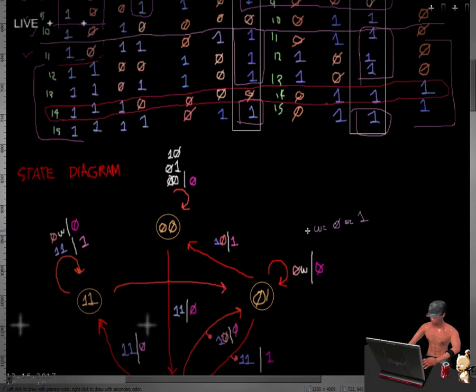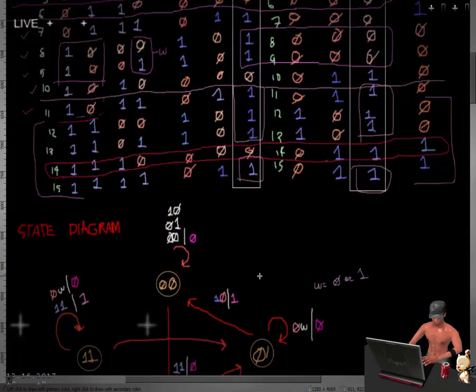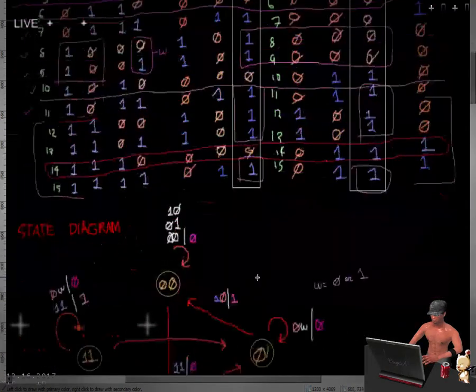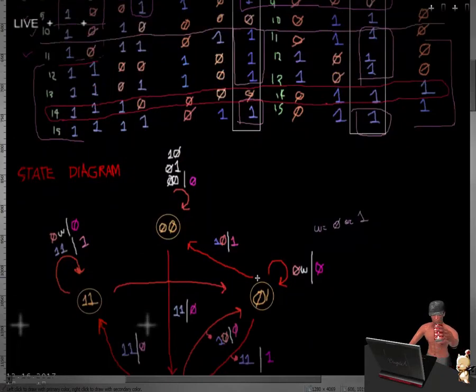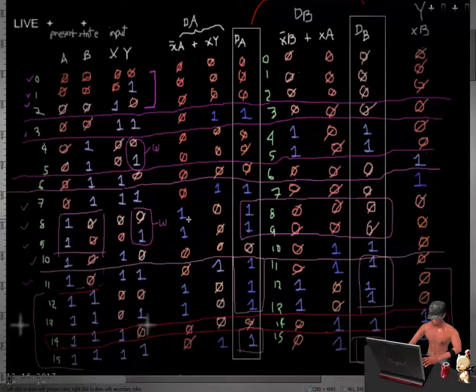Oh my god, when I saw this teacher do this on the board, it was so fast. It's going to take a lot of practice.